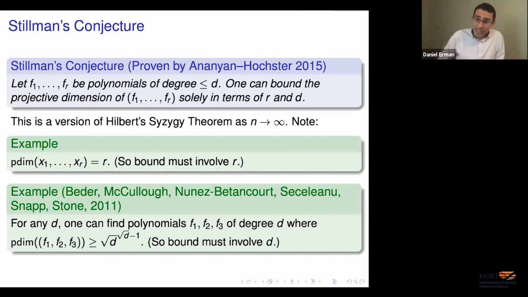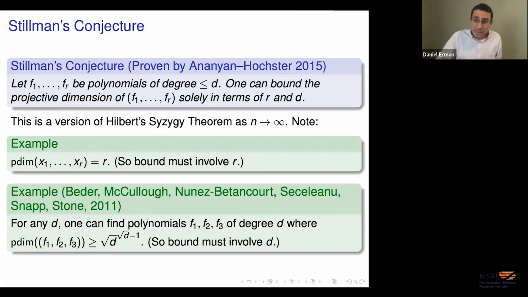Okay, but so this was a conjecture. It was open for maybe, I didn't write down the year in front of me, but around 20 years, I think. And then it was proven by Ananyan and Hochster. And I'll go through some of the ideas in their proof soon. But I want to claim, before we go on, that this is a version of Hilbert's Syzygy theorem as n goes to infinity. It's saying that while we can't bound the projective dimension of all ideals simultaneously as n goes to infinity, we can do so if we incorporate some numerical information about the ideal.